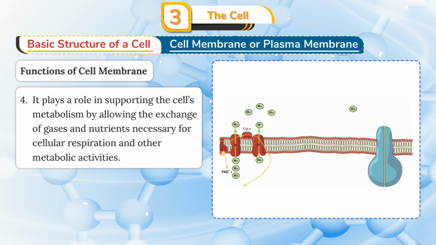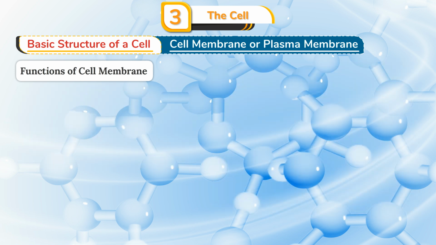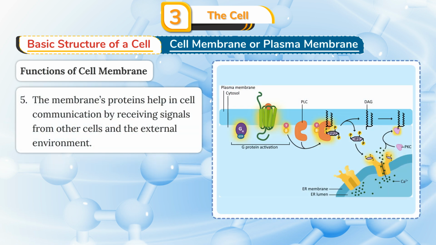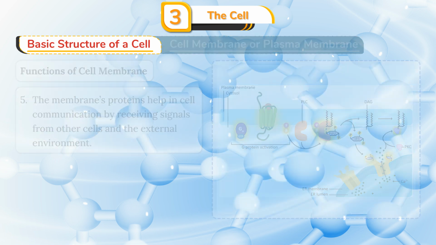4. It plays a role in supporting the cell's metabolism by allowing the exchange of gases and nutrients necessary for cellular respiration and other metabolic activities. 5. The membrane's proteins help in cell communication by receiving signals from other cells and the external environment.